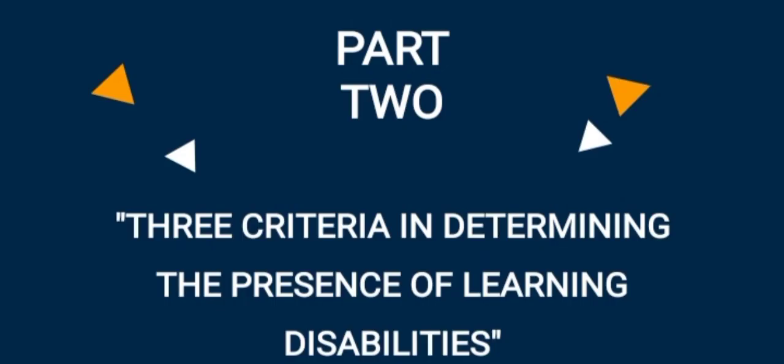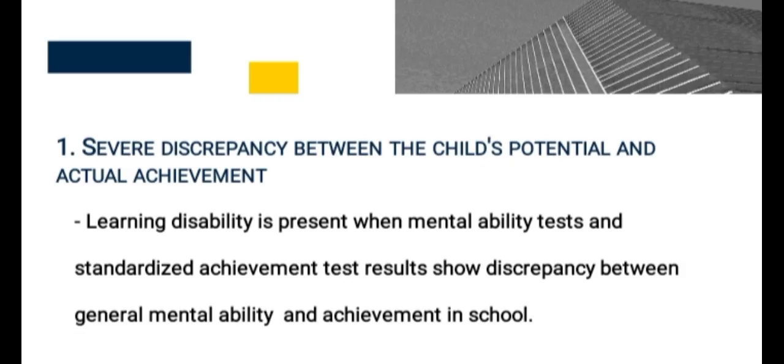And then let's proceed to the criteria in determining the presence of learning disabilities. The following criteria must be present when assessing children to have learning disabilities. Number 1. The severe discrepancy between the child's potential and actual achievement. So, this means learning disabilities is present when mental ability test and standard achievement test results show discrepancy between general mental ability and achievement in school.